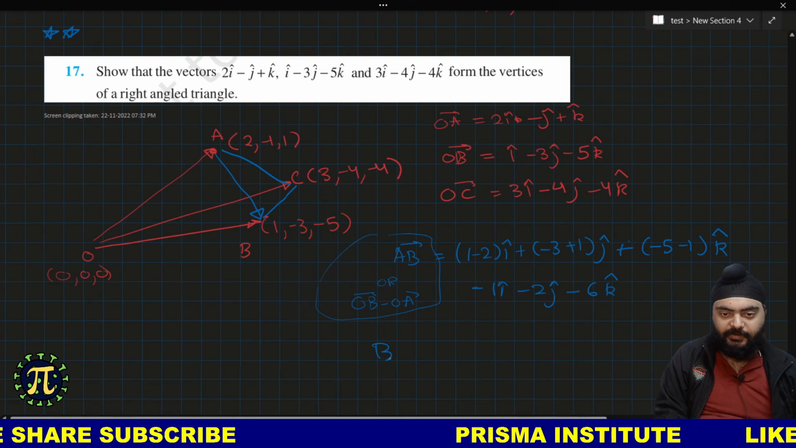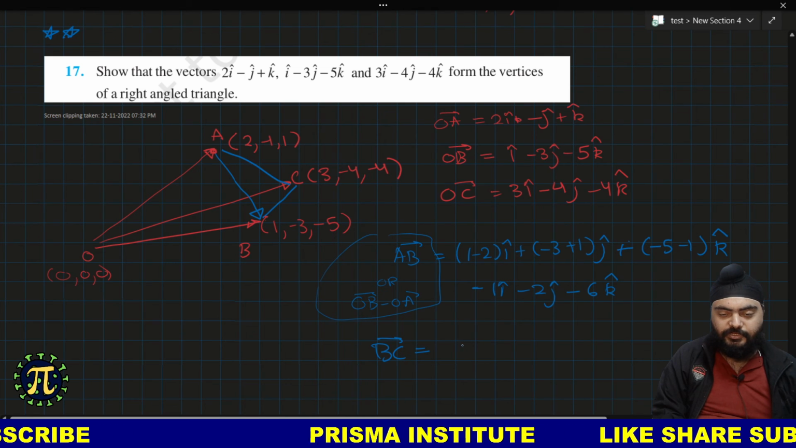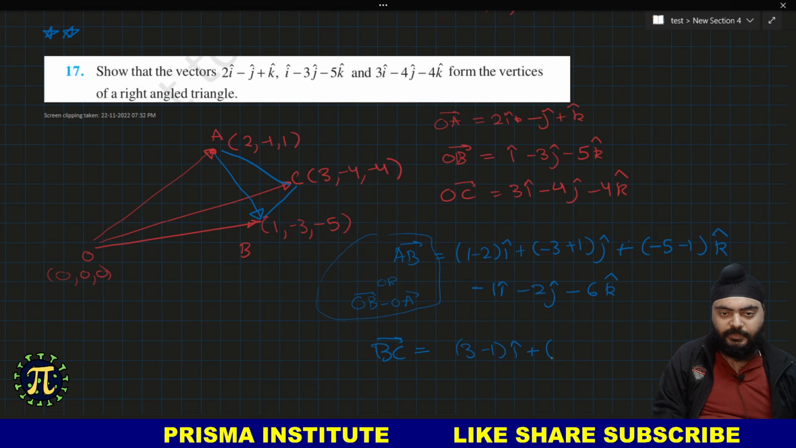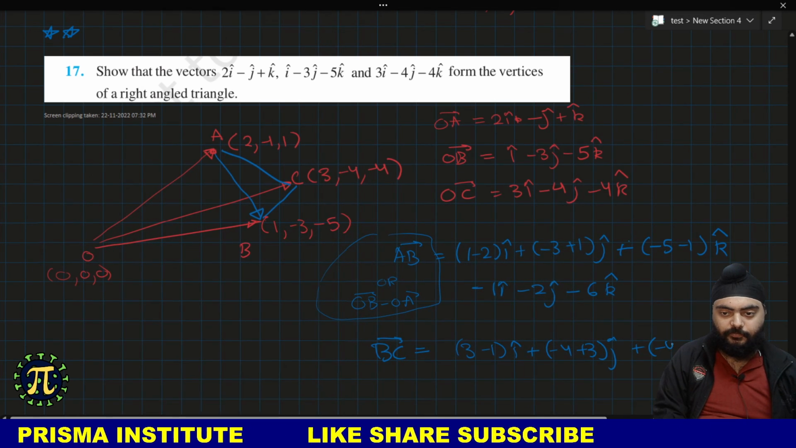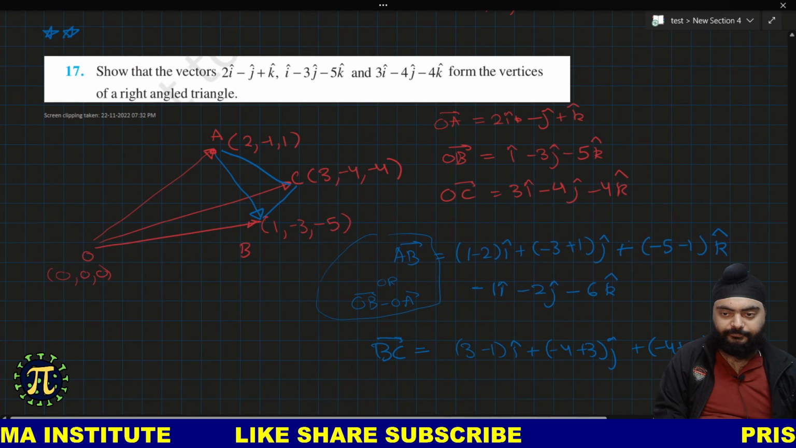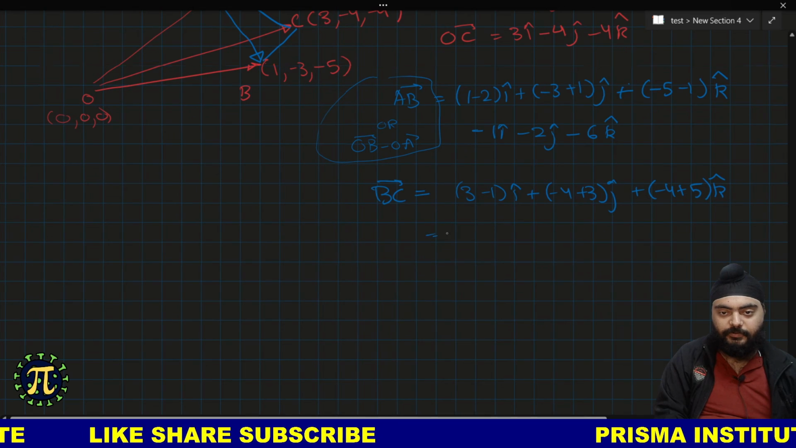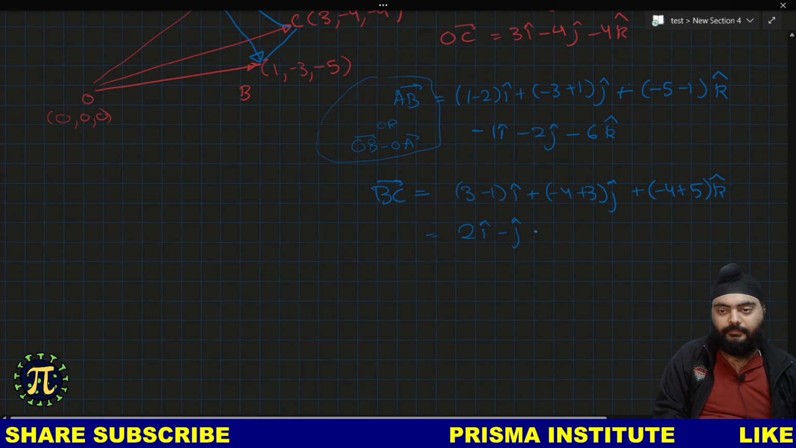Let's find BC vector now. BC vector is B to C, so final point is C, so 3 minus 1 I cap plus minus 4 plus 3 j cap plus minus 4 plus 5 k cap. This comes out to be 2 I cap minus j cap plus k cap.